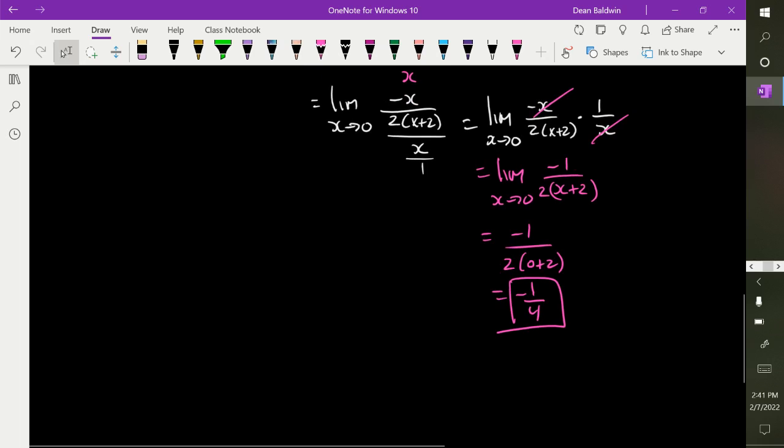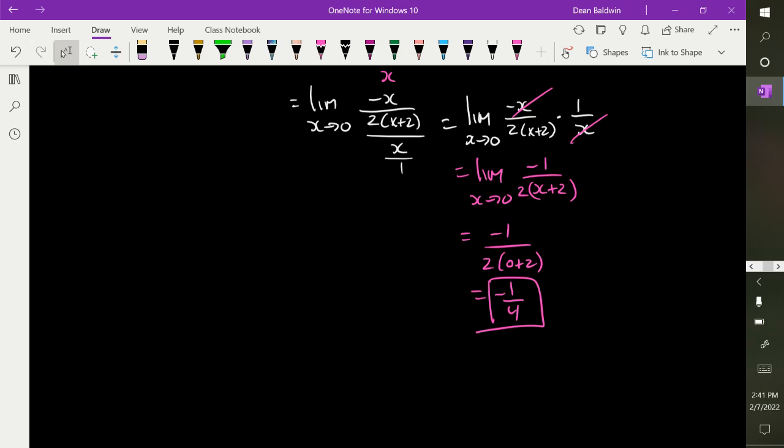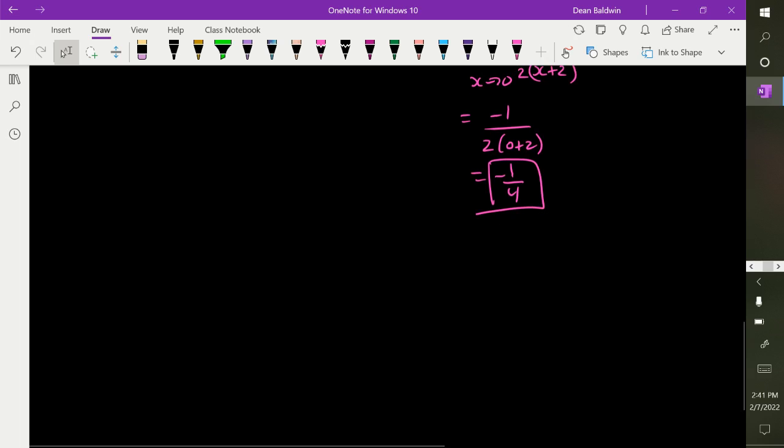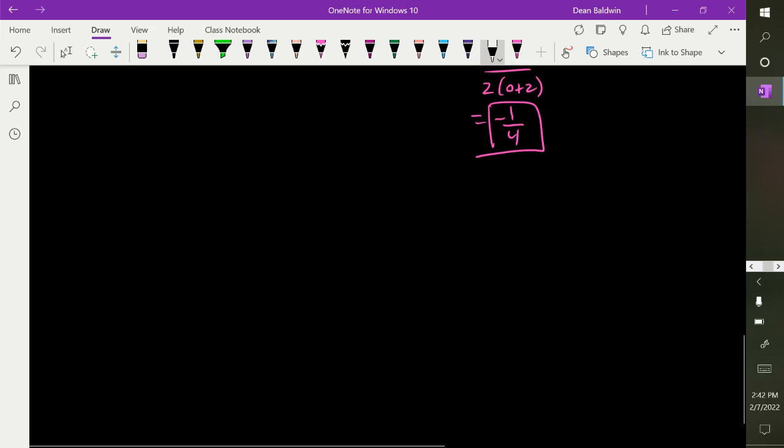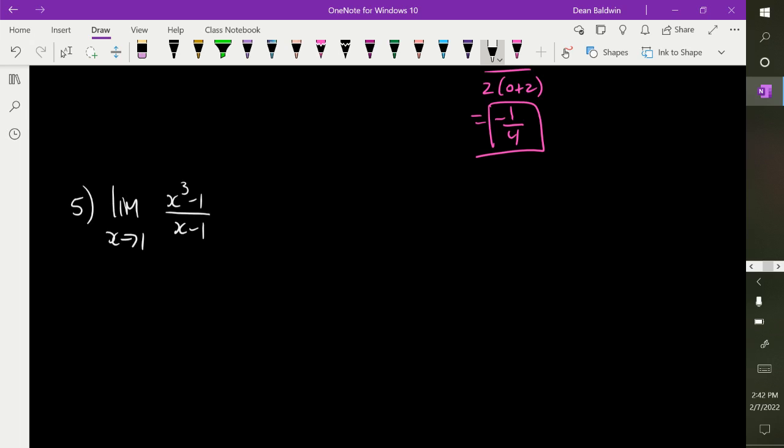So there's another one that he never really talked about, but I'm going to show you just because. What if you have, example 5, the limit as x goes to 1 of that. Now, it's polynomial. If you remember the formula for factoring a perfect cube, which is x cubed minus 1, you can do it that way.